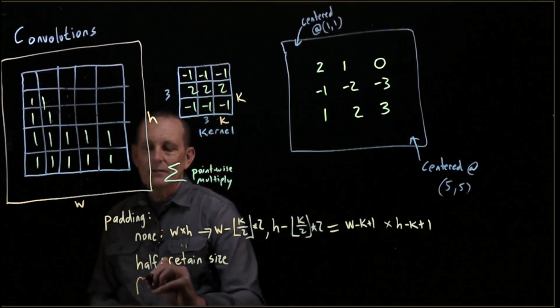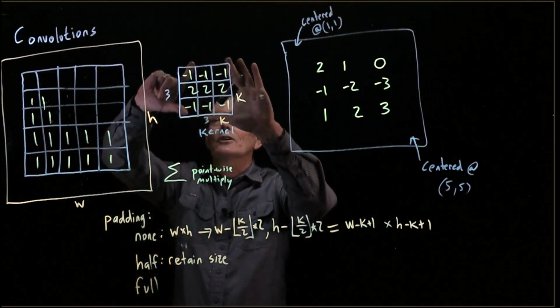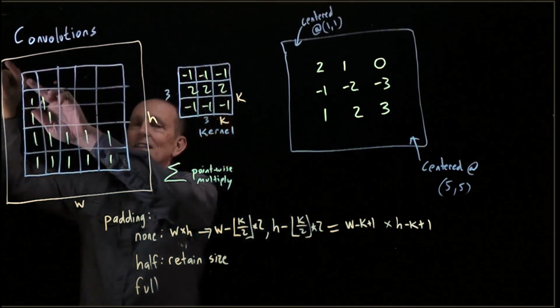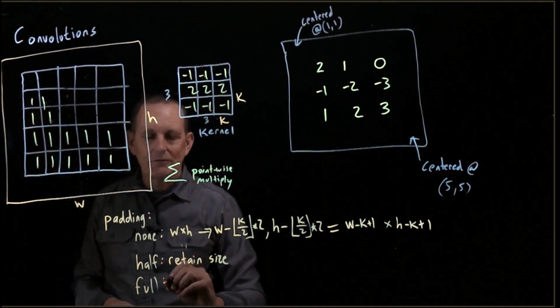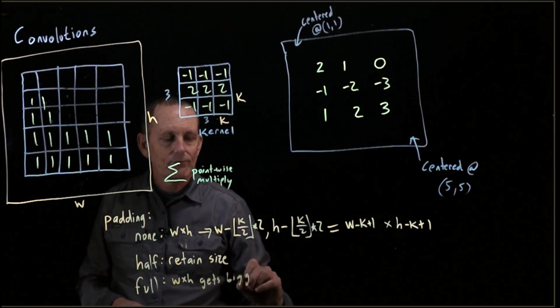We also have the ability of doing full padding. That would say, take this entire kernel and move it up so that 1 pixel of it is touching 1 pixel here. Okay. And then add padding throughout. And that's called full padding. And here, we're going to actually get bigger.